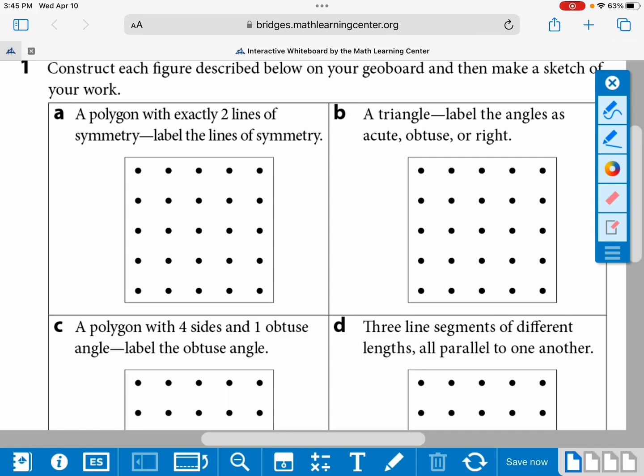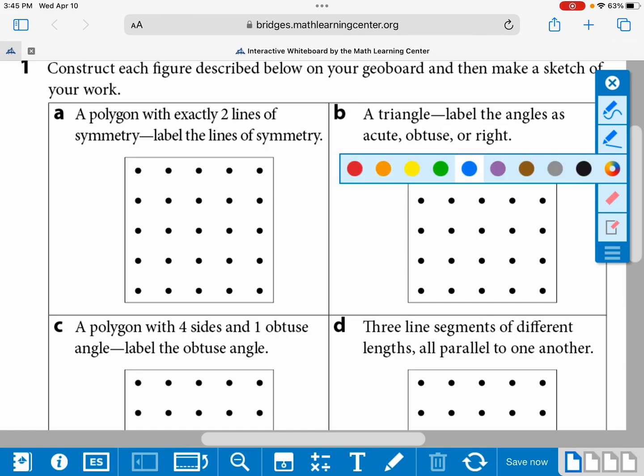All right, let's get into it. So for A, which is right here, I'm circling on the screen, we need to draw a polygon, and a polygon is a closed shape with straight lines that has at least 3 sides. But we need to draw this polygon with exactly 2 lines of symmetry, and then we need to label those.